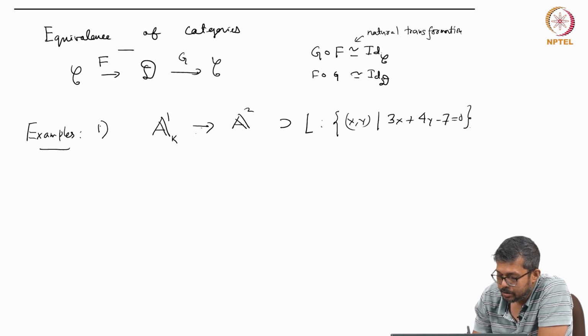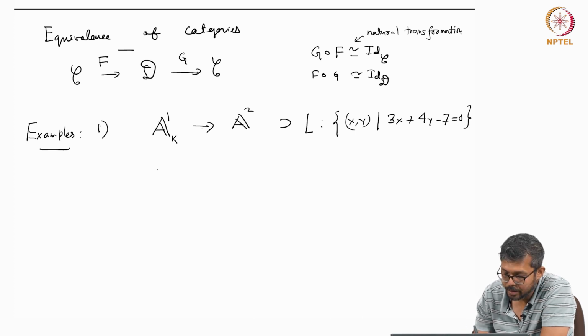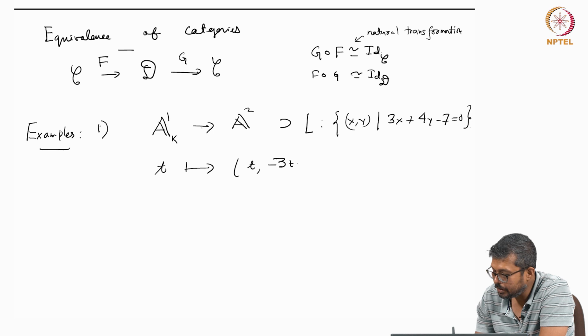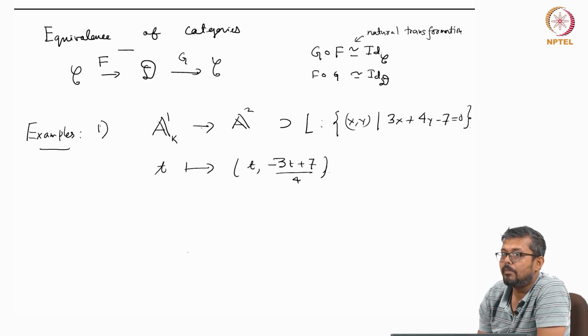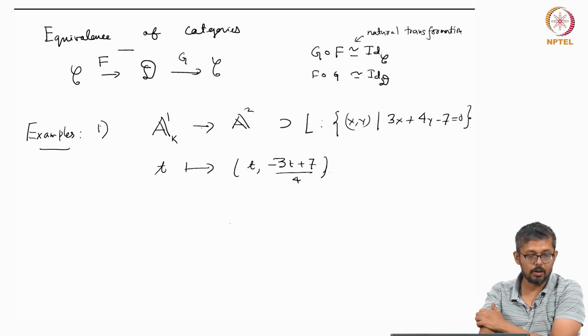So you consider this map. What is the map? You take t goes to, say, (t, (minus 3t plus 7) by 4). This map takes the line A1 to this line L. This is a bijection and this is an isomorphism, right? So what is the inverse map?